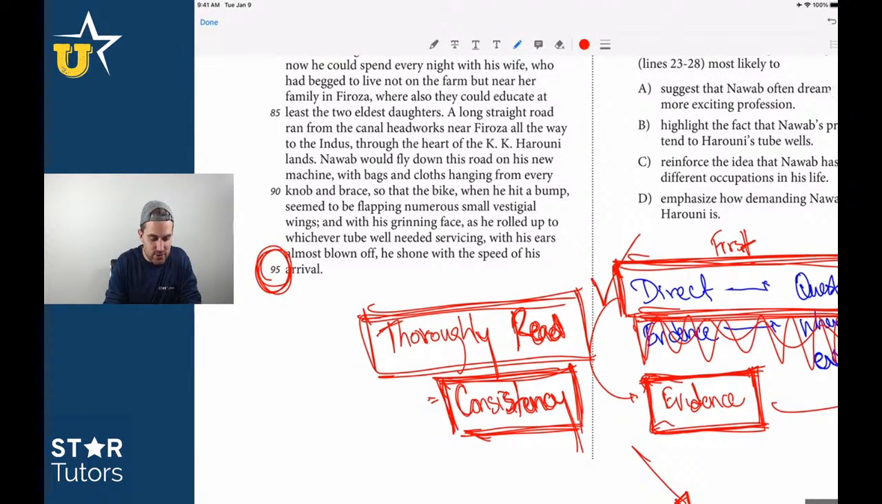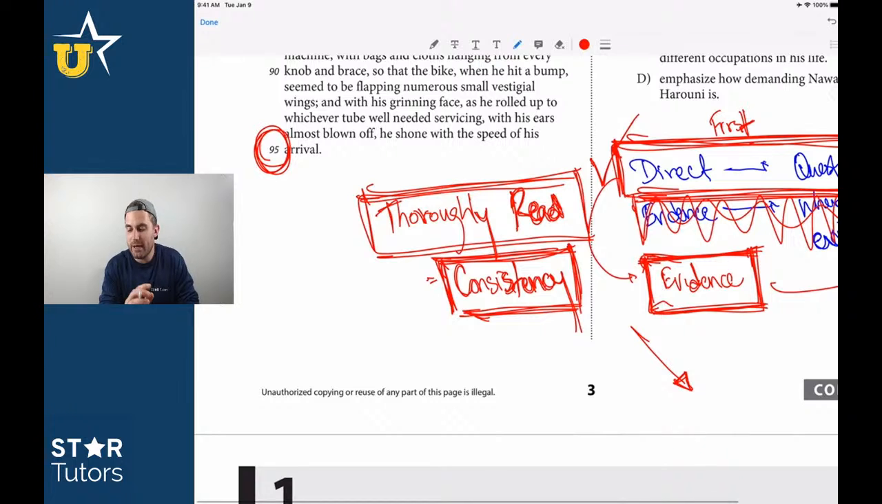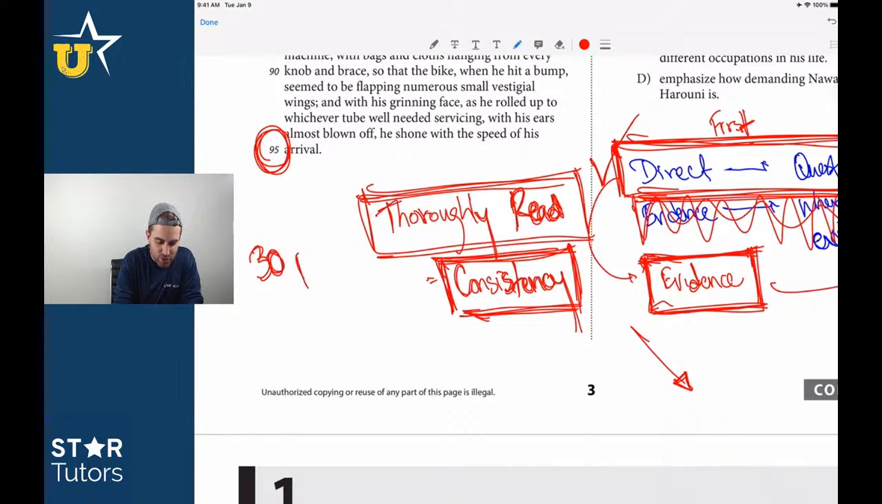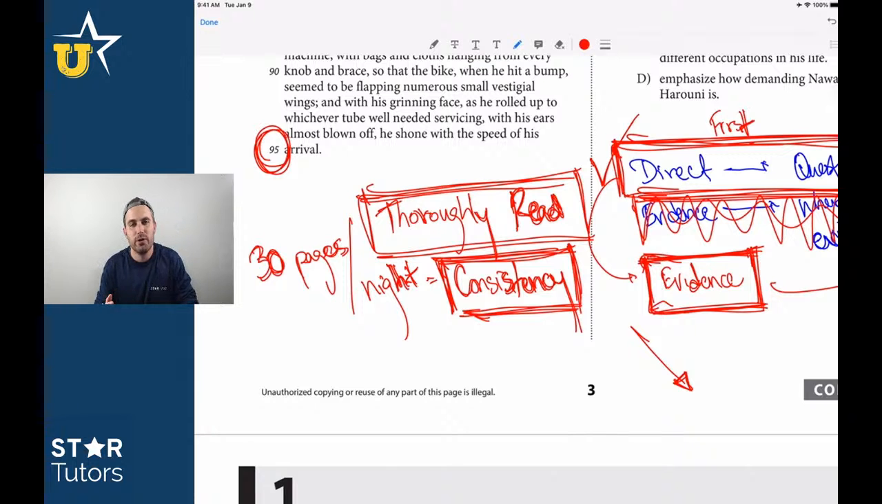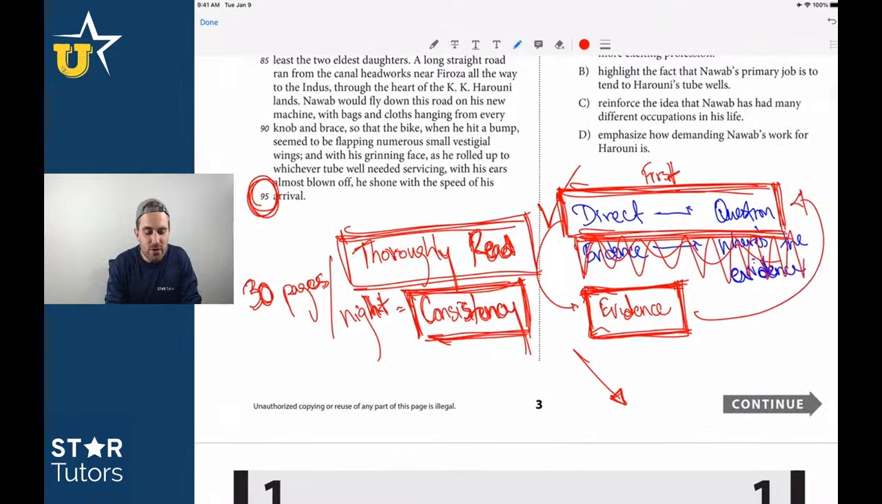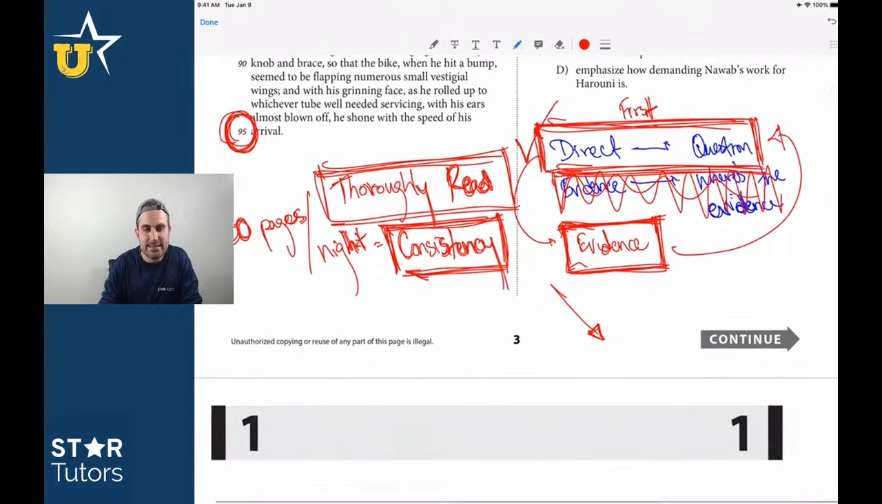Guys, look at this, right? What I want to point out to you is, if you take an AP English class, Jamil, or an English class in general, you might have to read like 30 pages a night, right? 30 pages per night in a hard English class. Why thoroughly reading works, if we really want to break it down, is because there's only 95 lines and it's double spaced, right?